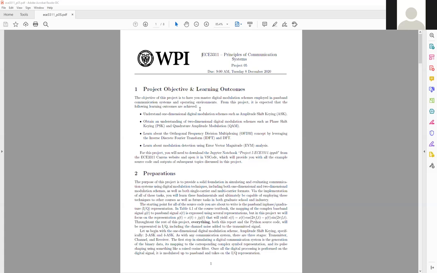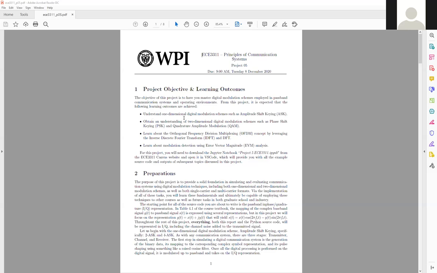That's ASK, right? It's either one or another value. Let me take it back. You can have multiple symbol representations of binary patterns, but they're all basically along, when you vectorize everything, one dimension. All you need is one dimension to represent all the different symbol values that are produced by a modulation scheme.